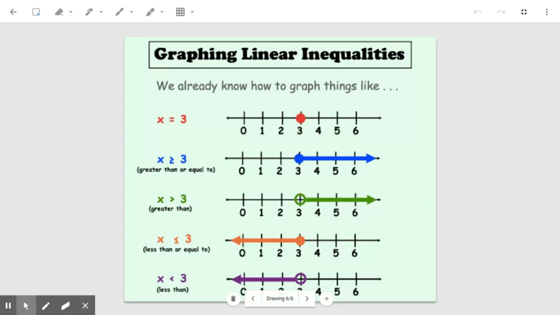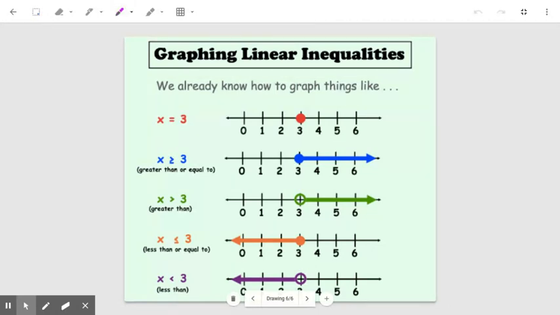So what we're going to be doing is graphing linear inequalities. We already graphed linear equations. We did lines, y equals mx plus b. Now we're going to do inequalities. So what I'd like to do is tie this to some things that we've already learned to show you how they're related and how we're expanding.